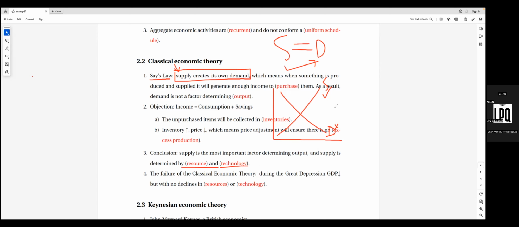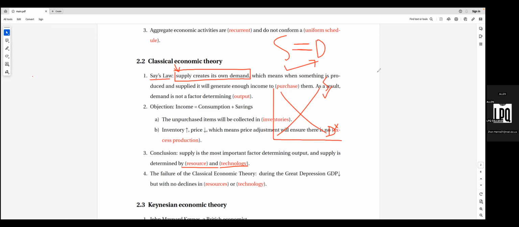Okay, so let's repeat again. Long-run GDP, based on classical theory, only depends on the supply. Because the supply represents the production activity. It only depends on how many things we produce within our country and how many things we can produce within our country. In the long run, it is only determined by resources and technology. All depends on the supply side. It kind of has no relationship with the demand curve.